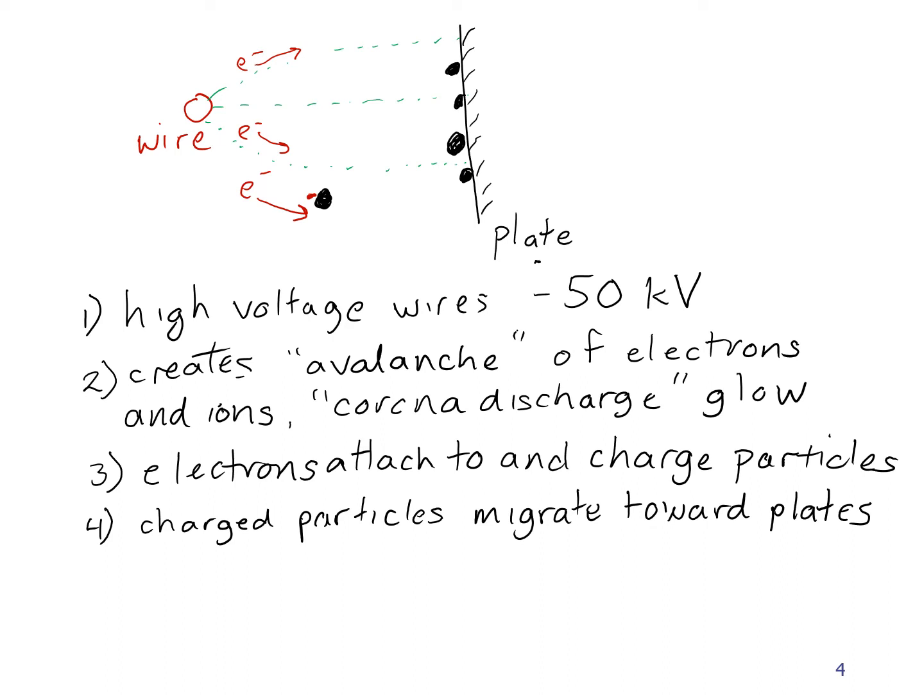Now that's a general overview of how ESPs work. We want to be able to quantify their efficiency as a function of particle size. And so first we'll talk about what's called the drift velocity.